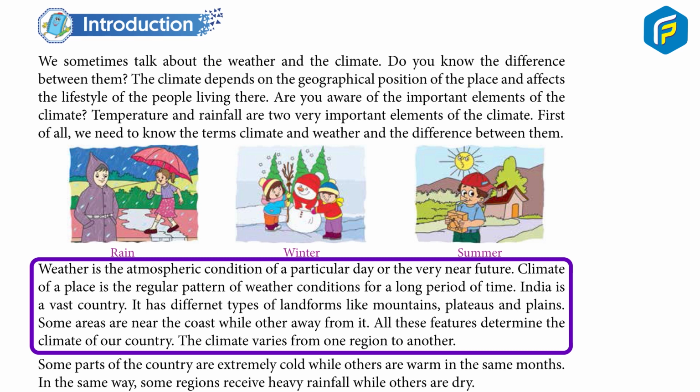India is a vast country. India has different types of landforms like mountains, plateaus and plains. Some areas are near the coast while others are away from it. All these features determine the climate of our country. The climate varies from one region to another.